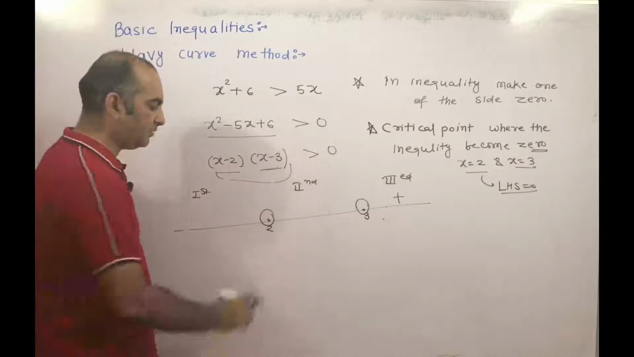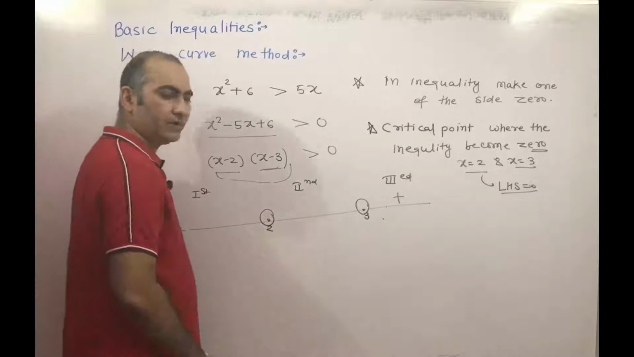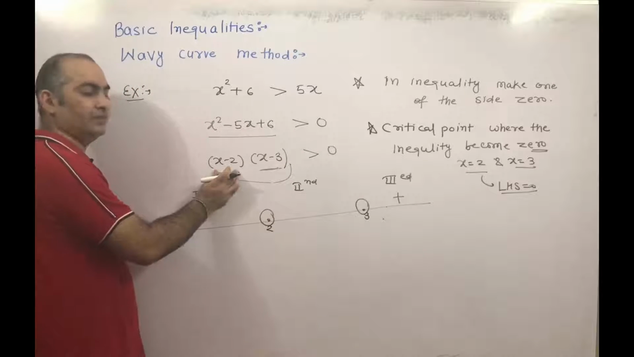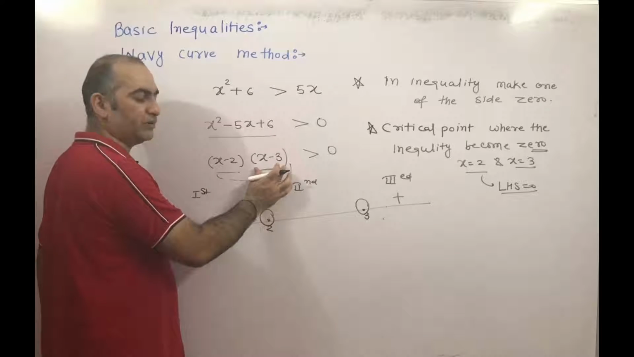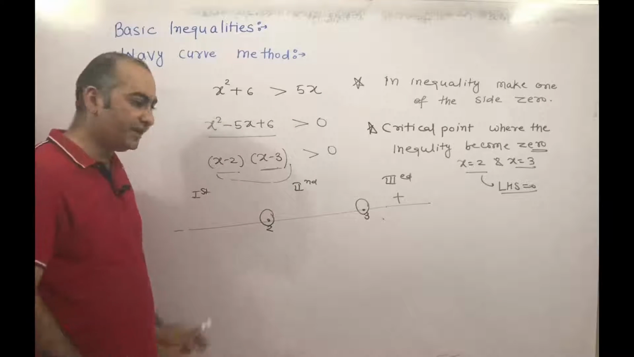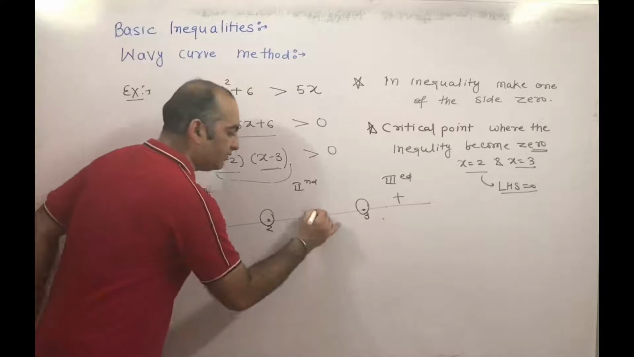Now if I take any number between 2 and 3, we can take 2.5. If I put 2.5 here, this will be positive, but this will be negative: 2.5 minus 3 is minus 0.5. So positive into negative, negative will come. That means if I take any number between 2 and 3, this product is negative. So here we will mention negative.